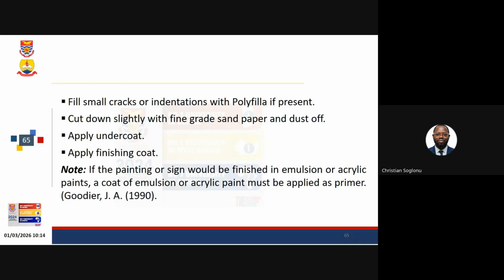So it says, note, if the painting or the signs would not be finished in emulsion paint or acrylic paint, a coat of emulsion or acrylic paint must be applied as primer. I think that is what I said. So imagine if you are using acrylic paint to paint your room. You don't paint it only once. You give it at least 2 or 3 coats. The first coat will serve as an undercoat for you. Then later on, you give it a second coat, a second priming. Then you are done with your painting.